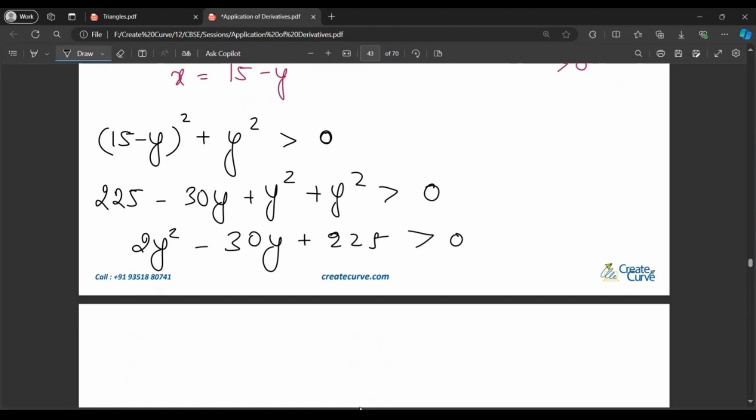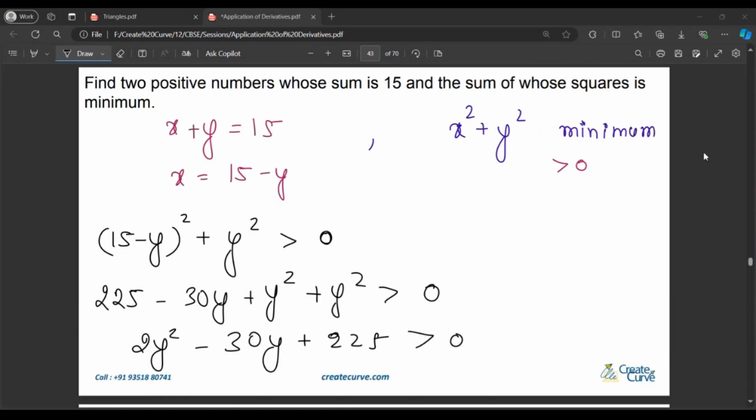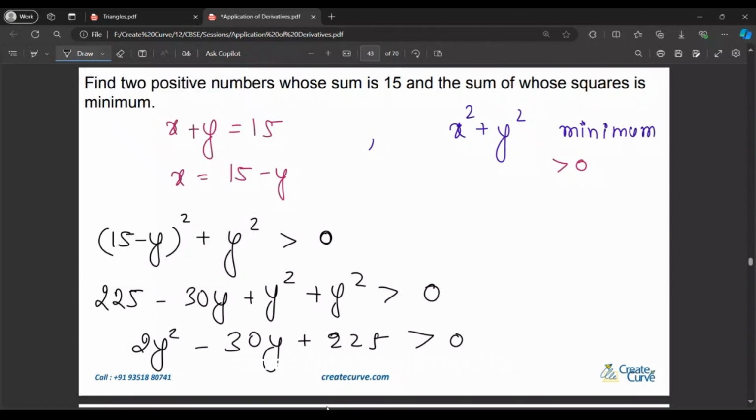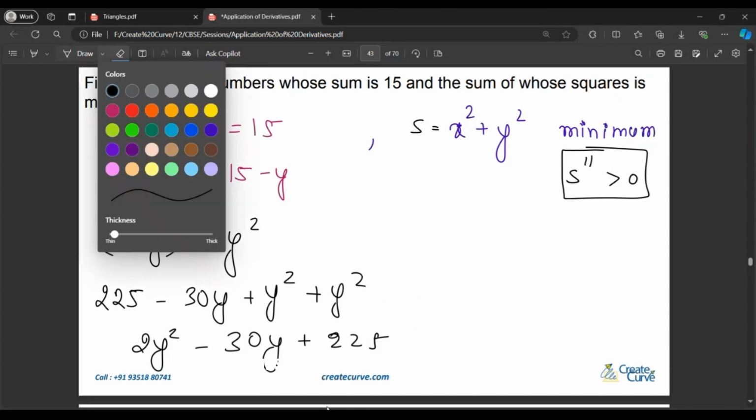Now what can we do? We have to find the y value. One thing, for this function, the double derivative will be equal to 0. The sum of the square is given as this now. This is the sum of squares. So let's represent this with S is equal to x squared plus y squared. The minimum condition comes when the double derivative S double dash is greater than 0. All right. So from here, this particular part is greater than 0. We will not take from here. This is basically S only.